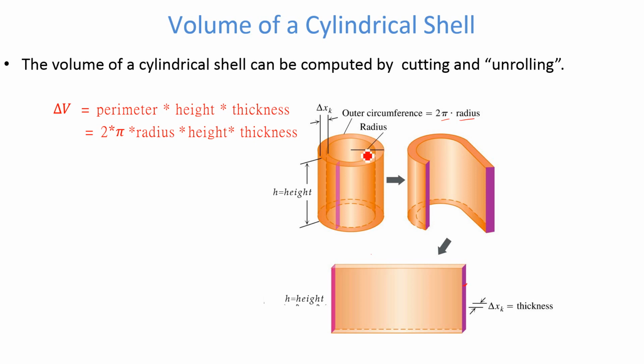So what we need to do is find the radius and the height of this shell, and we have the thickness, so we have the volume then. So the volume of this shell is equal to this circumference, that is perimeter, multiplied by height multiplied by thickness of the shell. So this is 2 pi r times height times thickness.